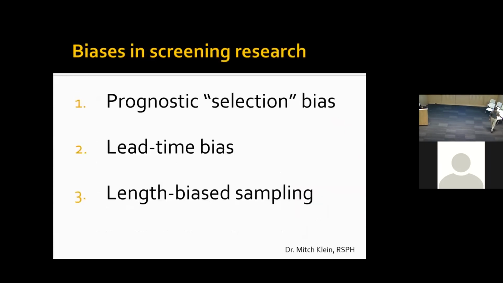So, biases in screening research. There are three main ones: prognostic selection bias, which is confounding in my opinion, but that doesn't really matter; lead time bias; and length-based sampling.